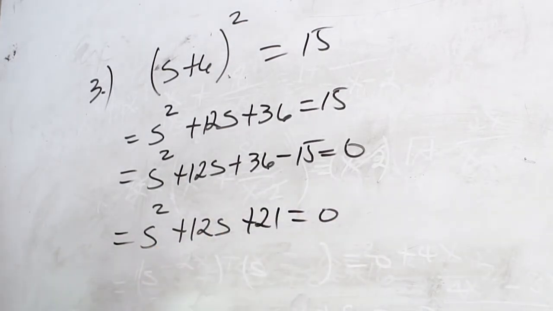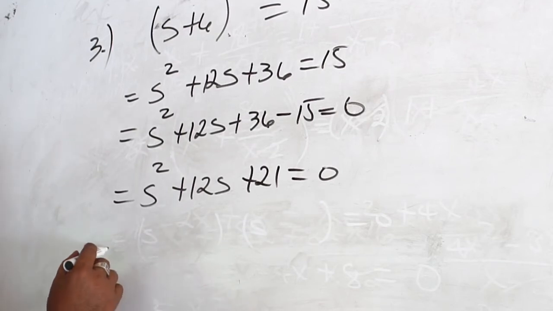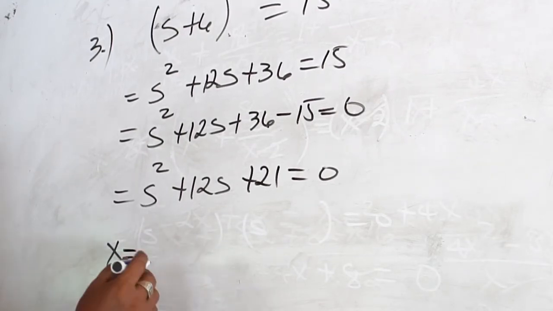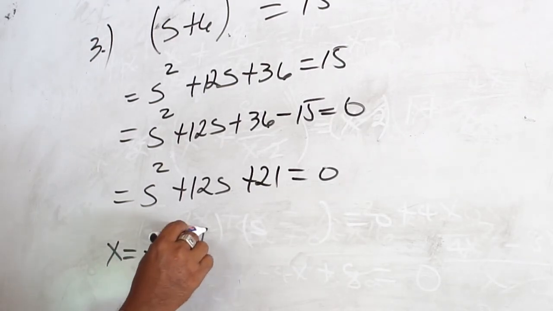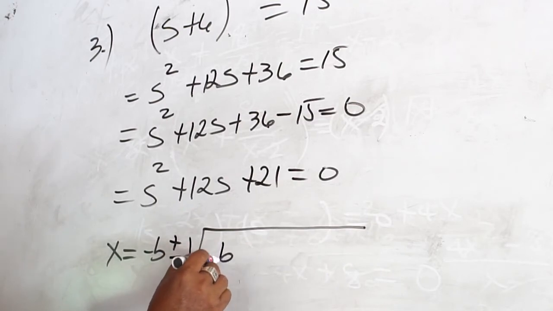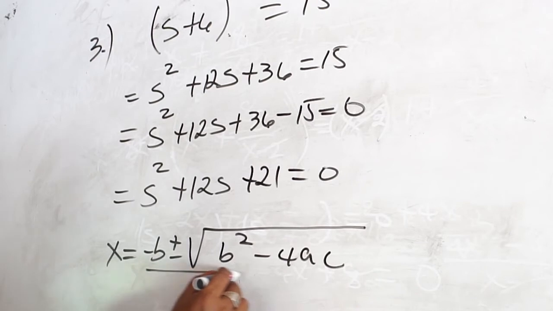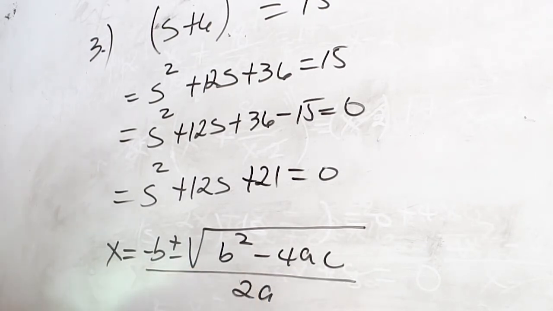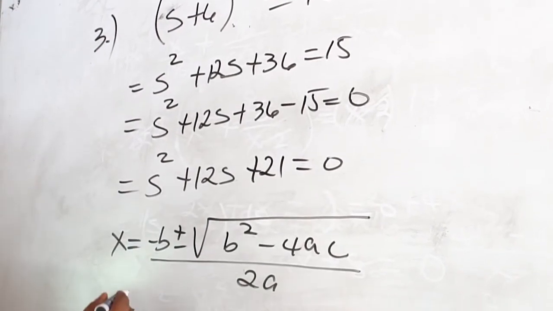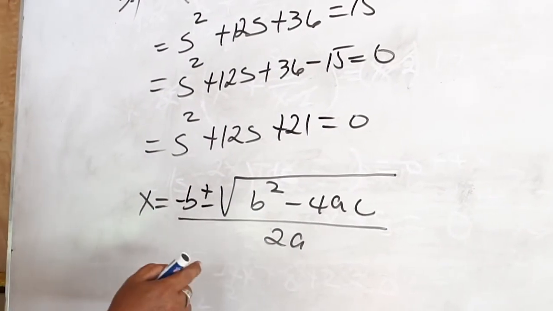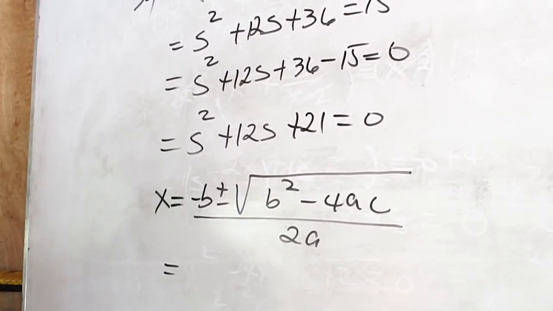So for this equation, we use the quadratic formula. So we have here x is equal to negative b, positive and negative, the square root of b squared, negative 4ac, then over 2a. Okay, so the value of a is 1, then the value of b is 12, and the value of c is 21.